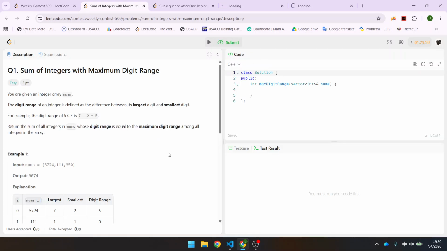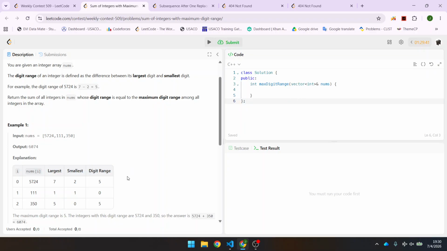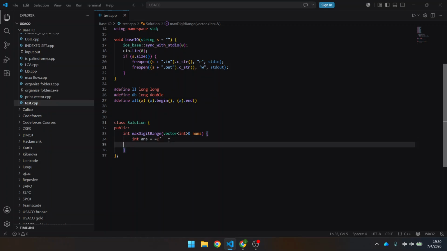Sum of integer with maximum digit range. The digit range of an integer is defined as the difference between the largest and the smallest digit. Return the sum of integers in nums whose digit range is equal to the maximum digit range. Int answer is -1. Int x in nums.